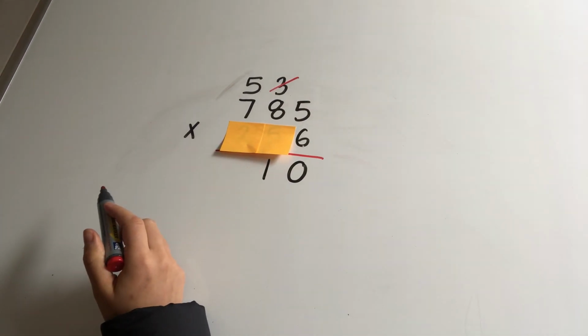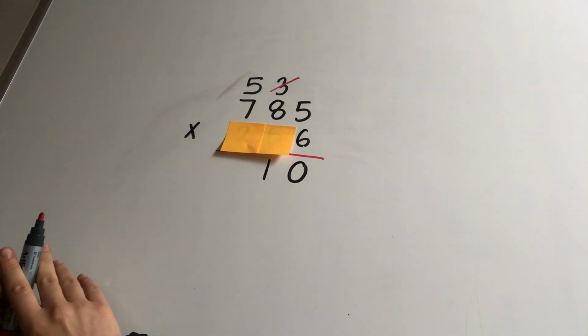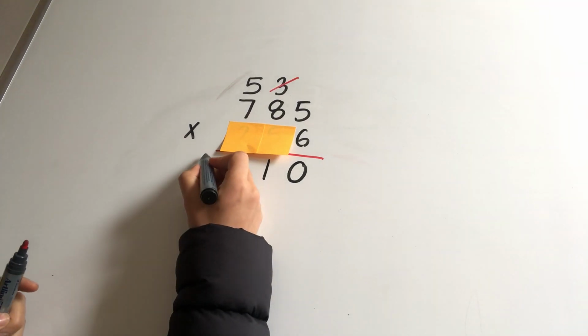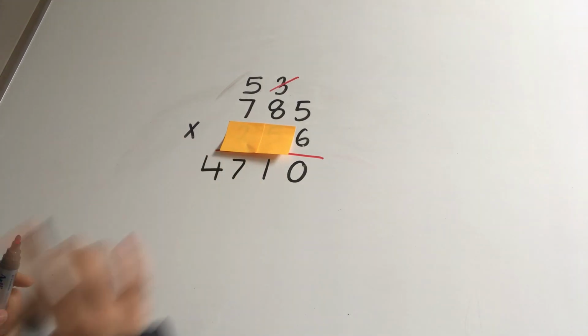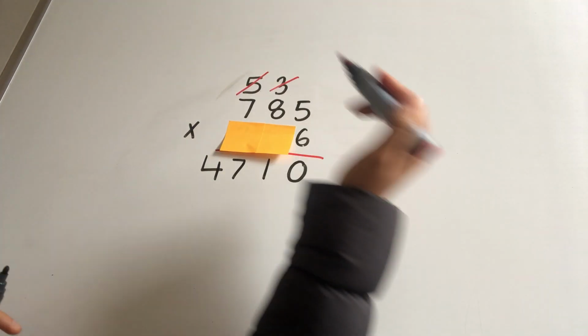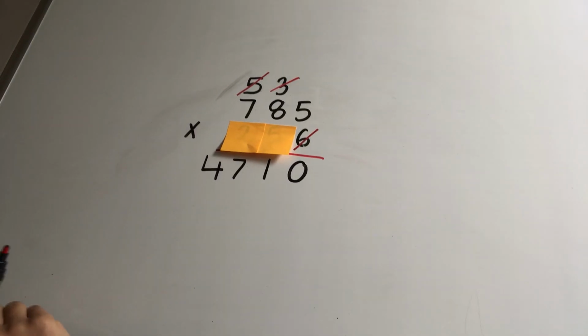So 6 multiplied by 7 is 42. Add 5 is 47. Now I don't have any further calculations, so I can write that whole number down. So now I want you to think, so cross that 5 out. We cross this 6 out. What do we need to put to make sure that we're following the correct steps?